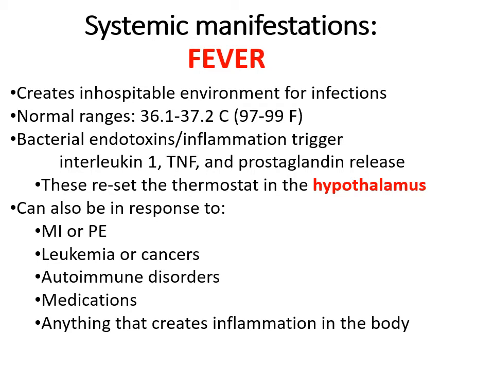So fever would be a systemic manifestation. We don't really know the exact reasons for developing a fever, but we think it's one way the body can respond to make an environment where infections don't want to thrive. Okay, so normal body temperature is usually between 36 and 37. Okay, somewhere in there.